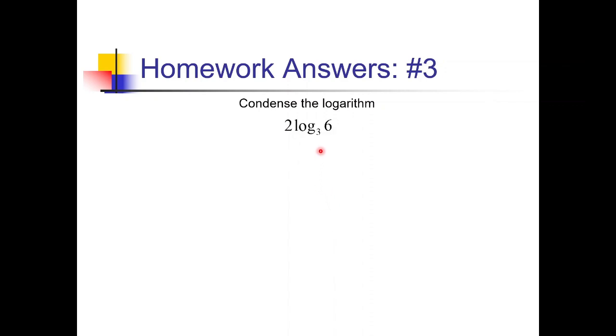To condense this log, we have to take care of this 2 out in front. We're going to use the pop-in rule and move this multiplier in as an exponent on the input of 6. And then 6 squared is just 36. Double checking, 36, although it's divisible by 3, it's not actually a power of 3. So we're going to leave this the way it is.